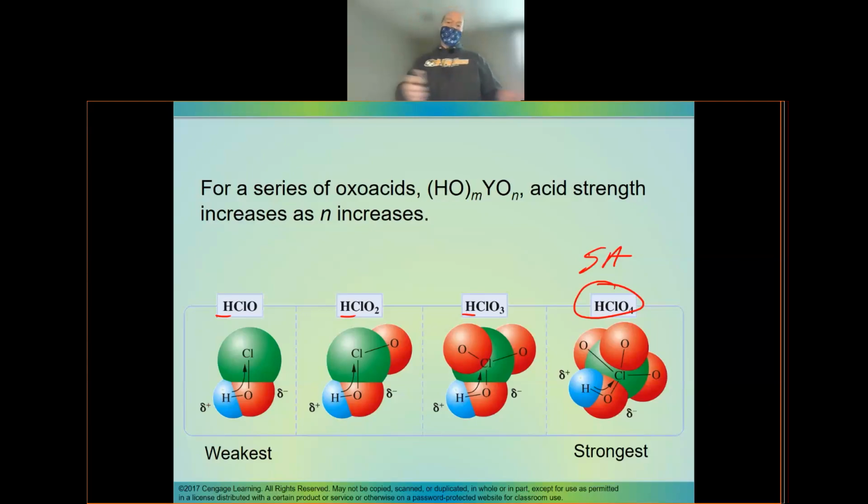You would have the same trend in HBrO, HBrO2, HBrO3, but HBrO4 is not a strong acid. It's not one of the memorized 6 strong acids, but we know it's stronger than the HBrO or the HBrO2 or the HBrO3. So the more oxygens that you have, the more acidic. Now again, these are oxyacids. The H is attached to the O in every one of these.